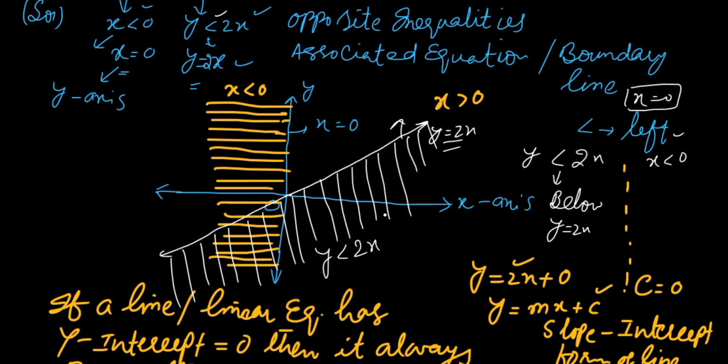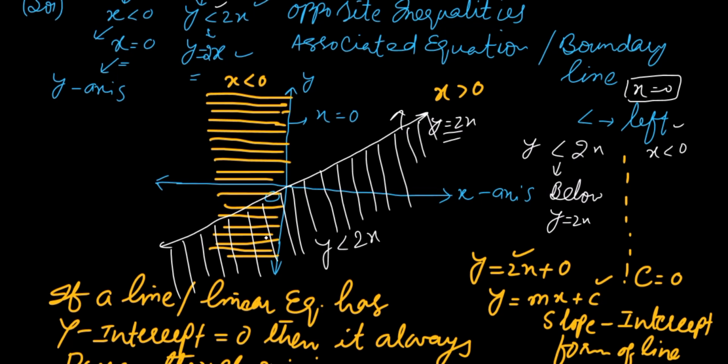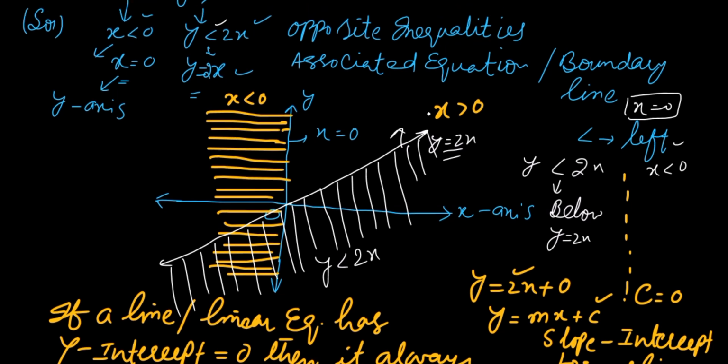If you are unable to decide the direction of the shaded region, I already discussed that you can use a test point. But here the test point will not work because your x-intercept and y-intercept are 0 here. So next we need to find the unshaded region, that is your required region.